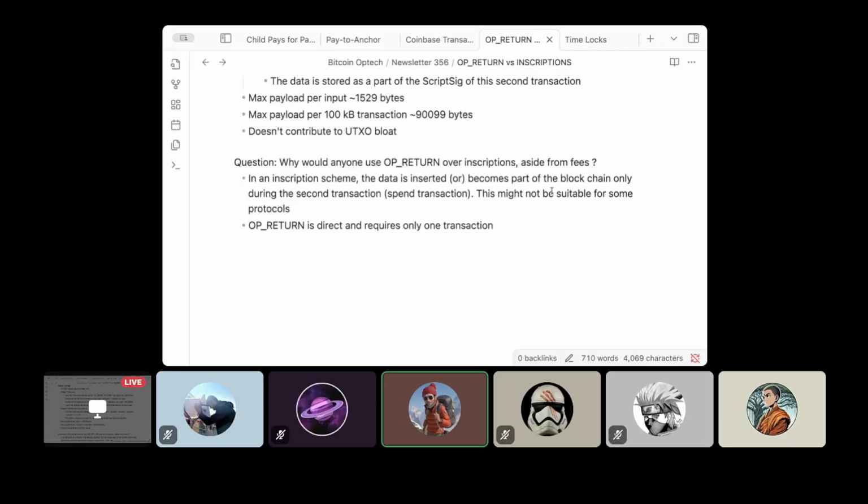And also OP_RETURN is used by other privacy preserving transaction spends such as PayNyms. PayNyms is a method similar to silent payments, where you can send Bitcoin to a recipient without him revealing his address publicly to you. So these kinds of protocols require OP_RETURN, and that's why OP_RETURN is still being used.